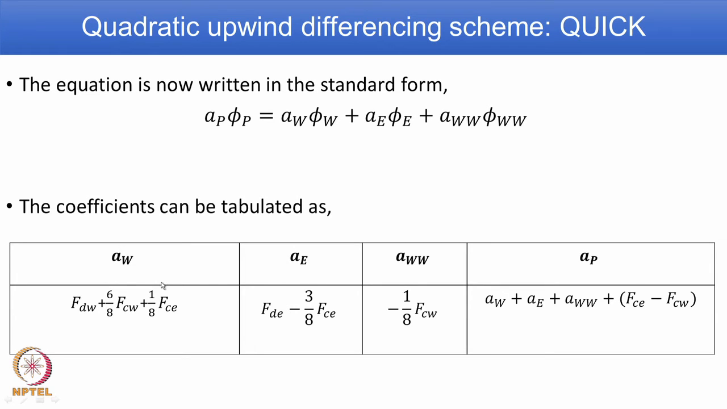In addition, for this QUICK formulation we get a similar expression, that is AWW, and these are additional terms. So, it is necessary only to calculate coefficients AW, AE and AWW, and they go into the expression of AP also. Hence, the only new terms that we have to calculate are FCE and FCW to get the coefficient value for AP.